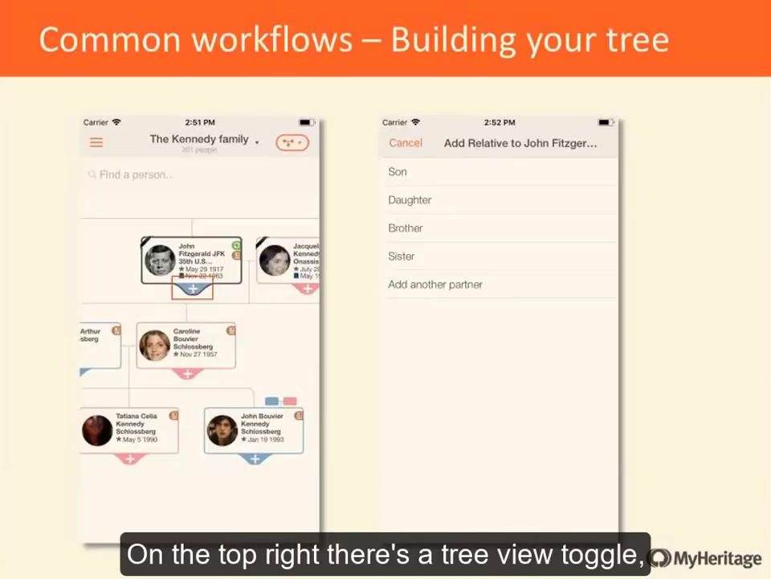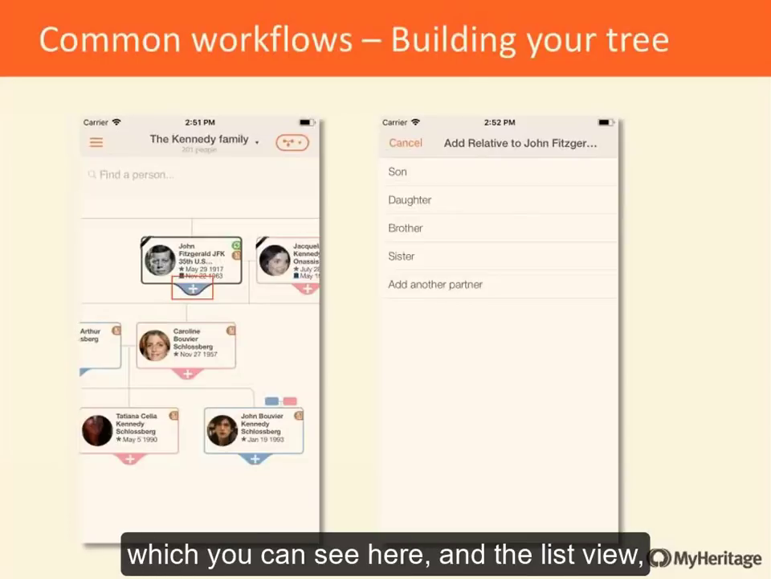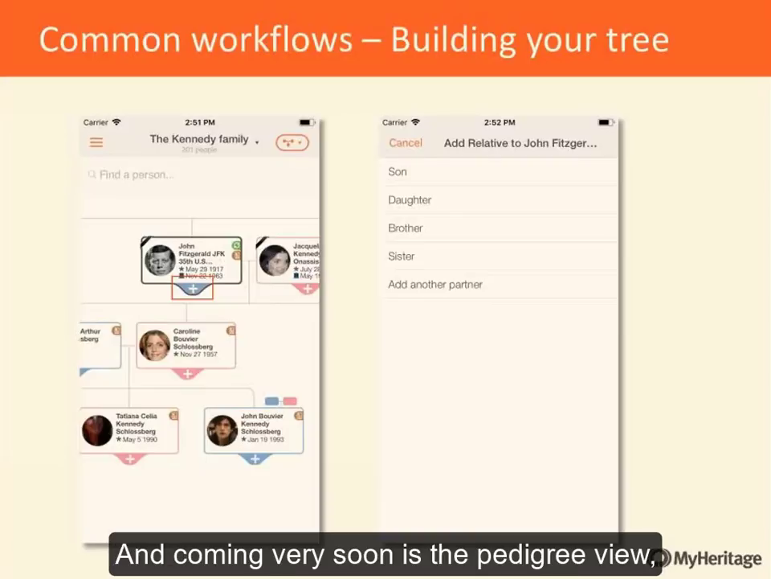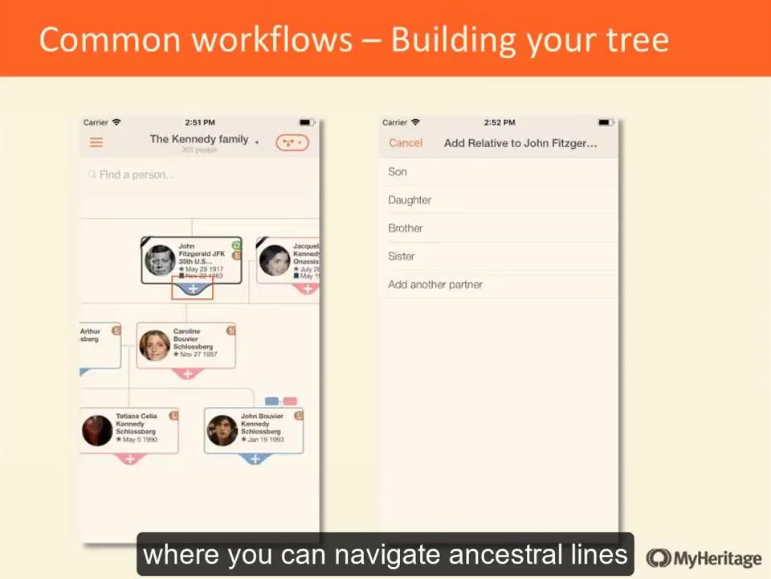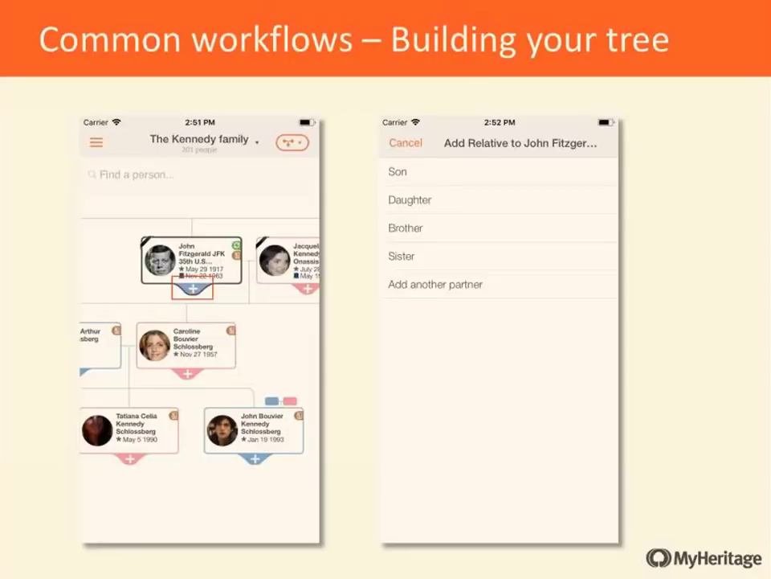On the top right, there's a tree view toggle. Tapping it will let you choose the type of tree view you want to view. Currently, we have the regular tree view, which you can see here, and the list view, where you can see all the family members listed. And coming very soon is a pedigree view, where you can navigate ancestral lines of people in the tree. We're very excited about this upcoming release.